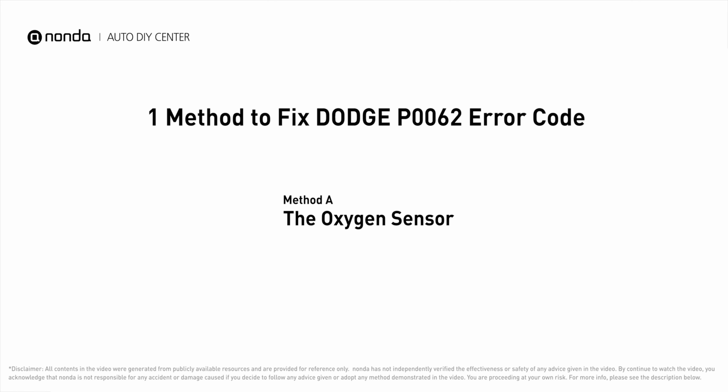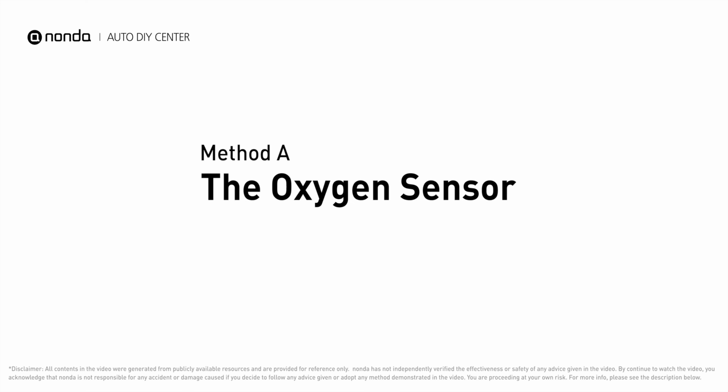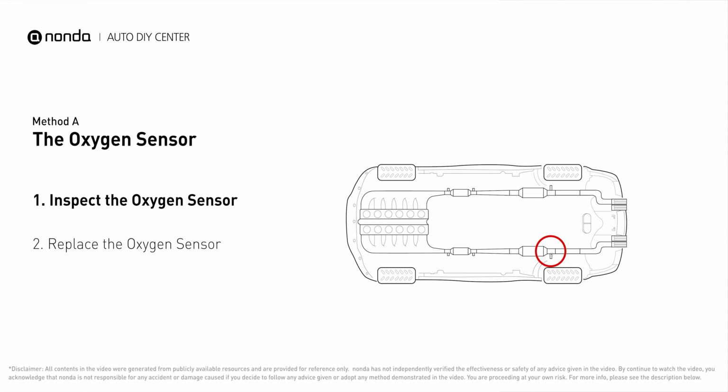Here is one of the most practical solutions to fix Dodge's P0062 error code. Method A, the oxygen sensor. This oxygen sensor is located right after the catalytic converter. Bank 2 is on the side with the cylinder number 2. Sensor number 3 is downstream of the last catalyst in the exhaust system.